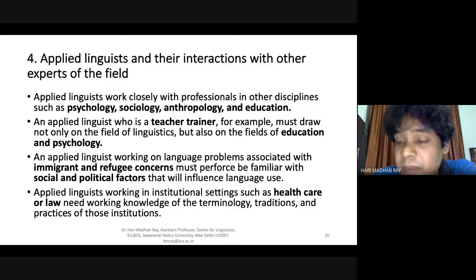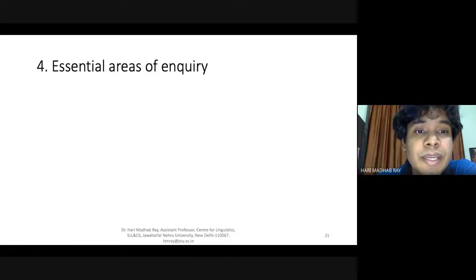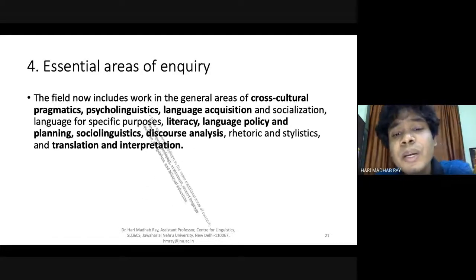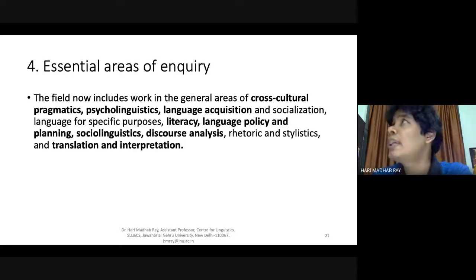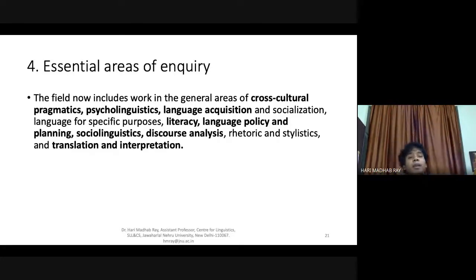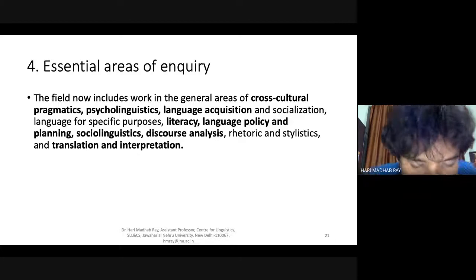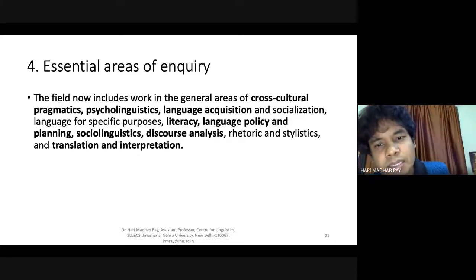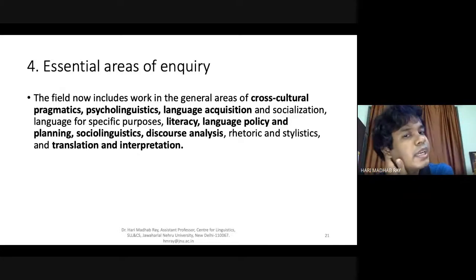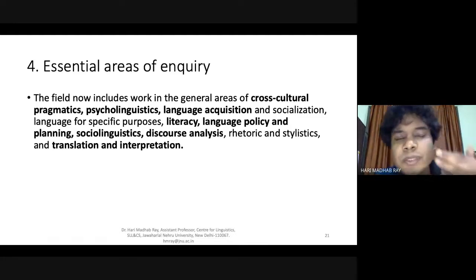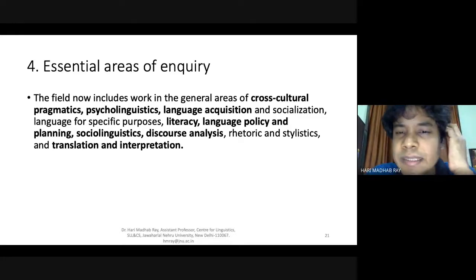At the same time, if you're talking about computational linguistics, you have to be aware of computer science. Okay, and we'll continue our lecture in the next class as well. So what are the essential areas of inquiry, the scope of linguistics? I think you have already read chapter 1 and chapter 2, that these are some of the essential areas of inquiry. So the field now includes work in the general areas of cross-cultural pragmatics.